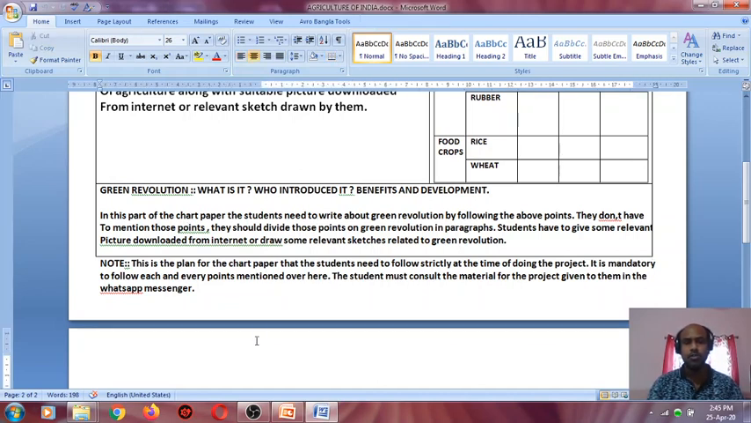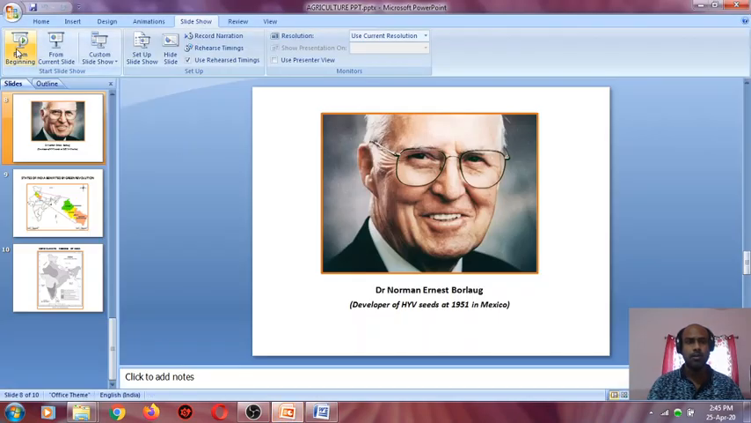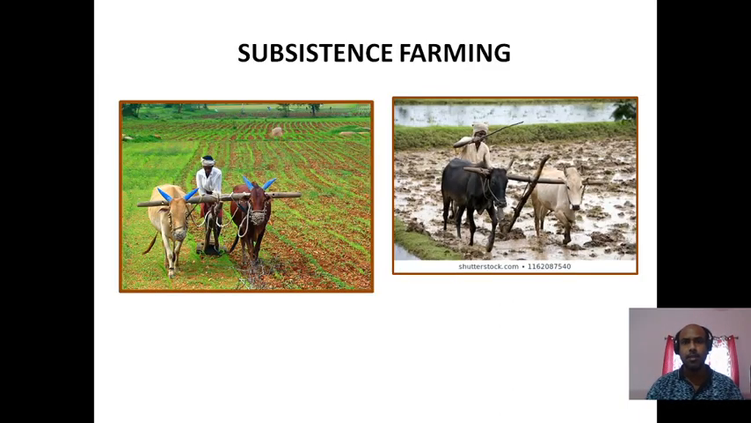Now I am going to show you one project that will help you to understand what kind of picture you can use for your project work. Types of agriculture in India. Subsistence farming. This kind of farming is done by the farmer to fulfill the need of his family. He does not sell, or even though he sells, very little amount of product is sold in the market. Here you can see the farmer is using primitive techniques like bullock cart and plow for tilling the land.